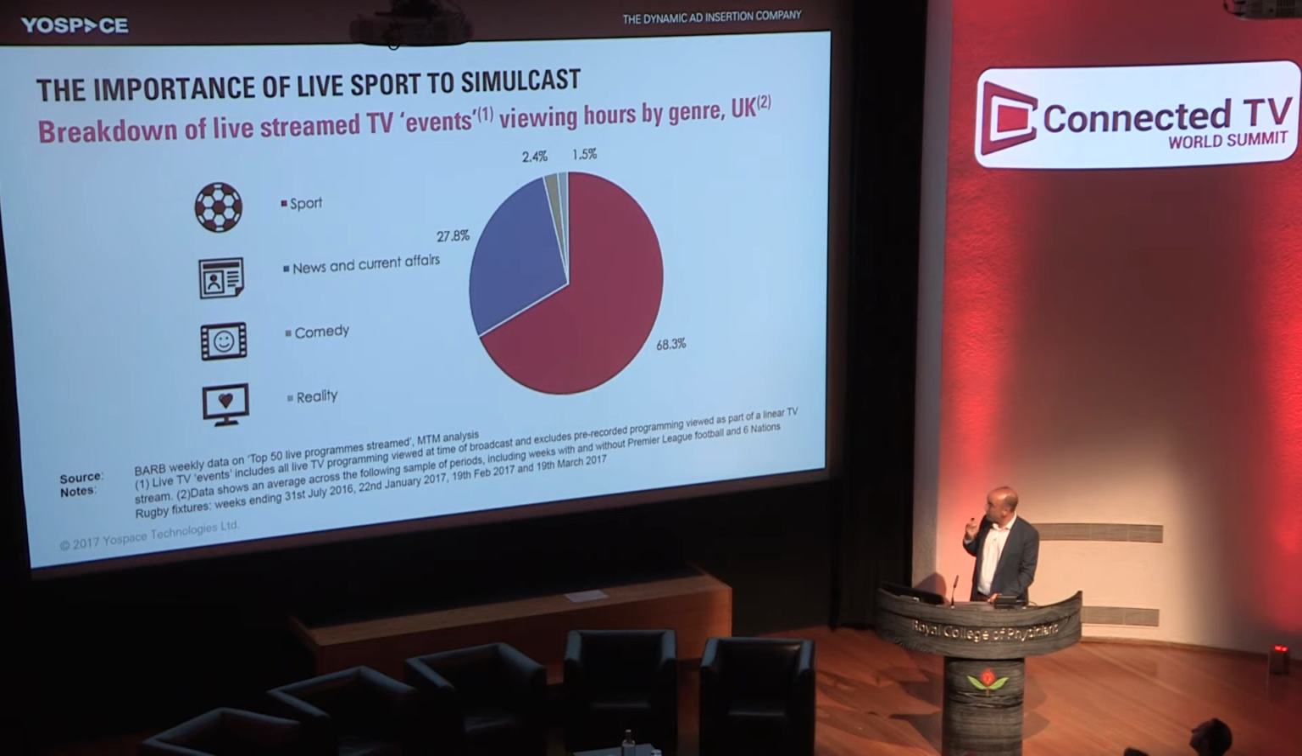So in terms of live sports, to qualify this, because it's a slightly misleading graphic potentially. This is looking at true live television only, so excluding pre-recorded linear TV. Currently, 68% of simulcast viewing is for live sports, with news and current affairs accounting for the majority of the remainder.